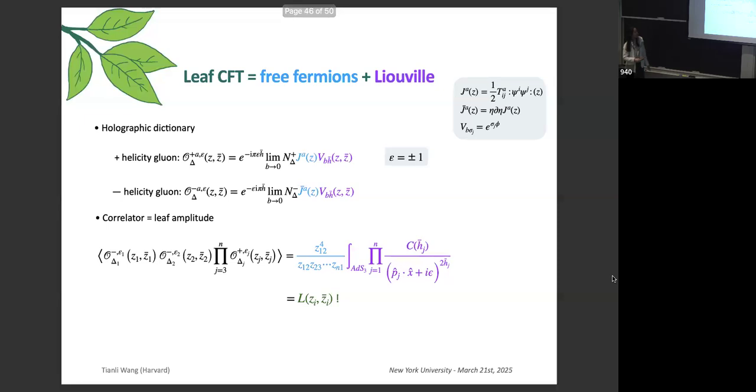Okay, so now it's straightforward to put the correlation functions from the two sectors together. The normalizations cancel as we wish, and we get the spin part multiplying the scalar part, and that's exactly the full leaf amplitude.